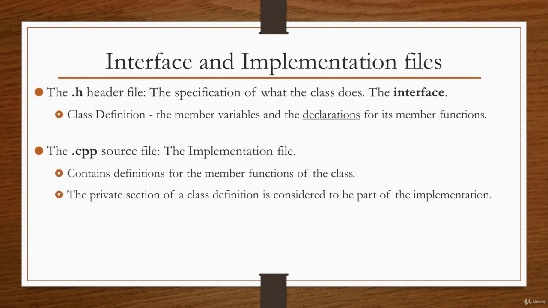Now, the private section of the class is also considered to be part of the implementation, because if you include that header file in some other source code file that you want to use, such as the main file, for example, and you instantiate that class, you create an object, and you use the dot or the arrow operator, depending on whether it's a pointer or not, right? What do you have access to? You only have access to the public members.